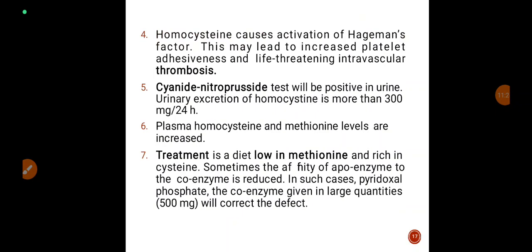Homocysteine causes activation of Hageman's factor. This leads to increased platelet adhesion and life-threatening intravascular thrombosis. Cyanide nitroprusside test will be positive in urine in these conditions. Urinary excretion of homocysteine is more than 300 mg per 24 hours. Plasma homocysteine and methionine levels are increased. So how do you treat? A diet low in methionine and rich in cysteine. This will decrease the level of homocysteine.